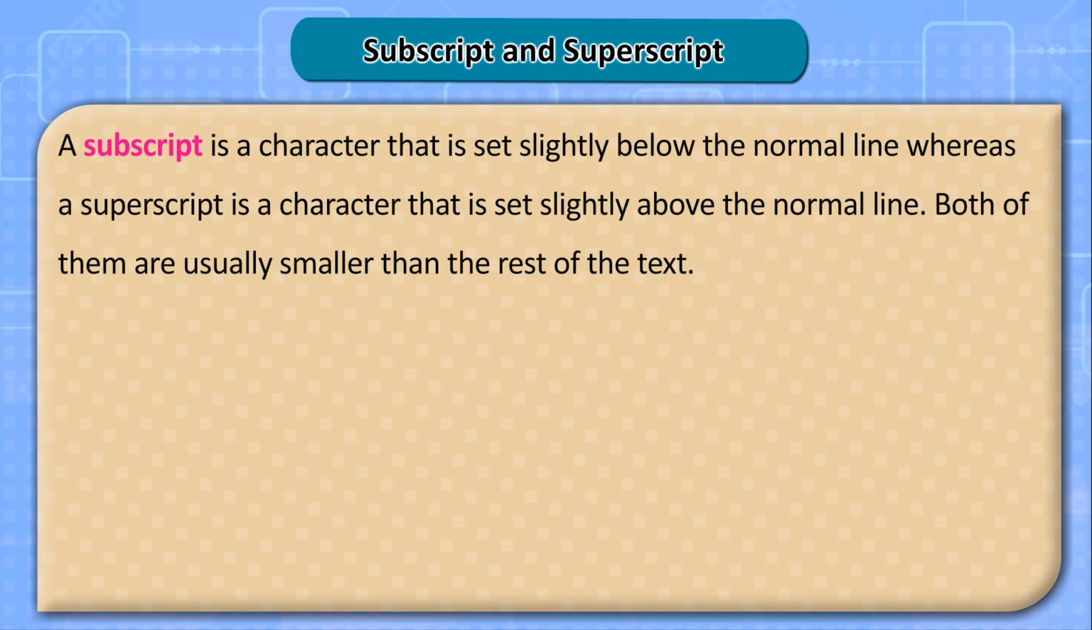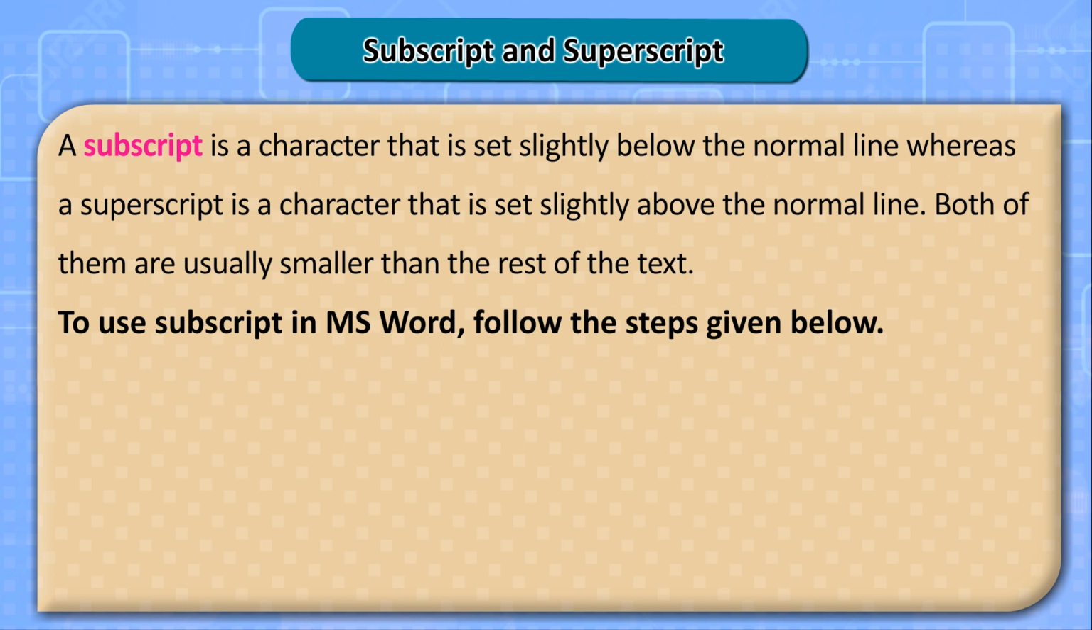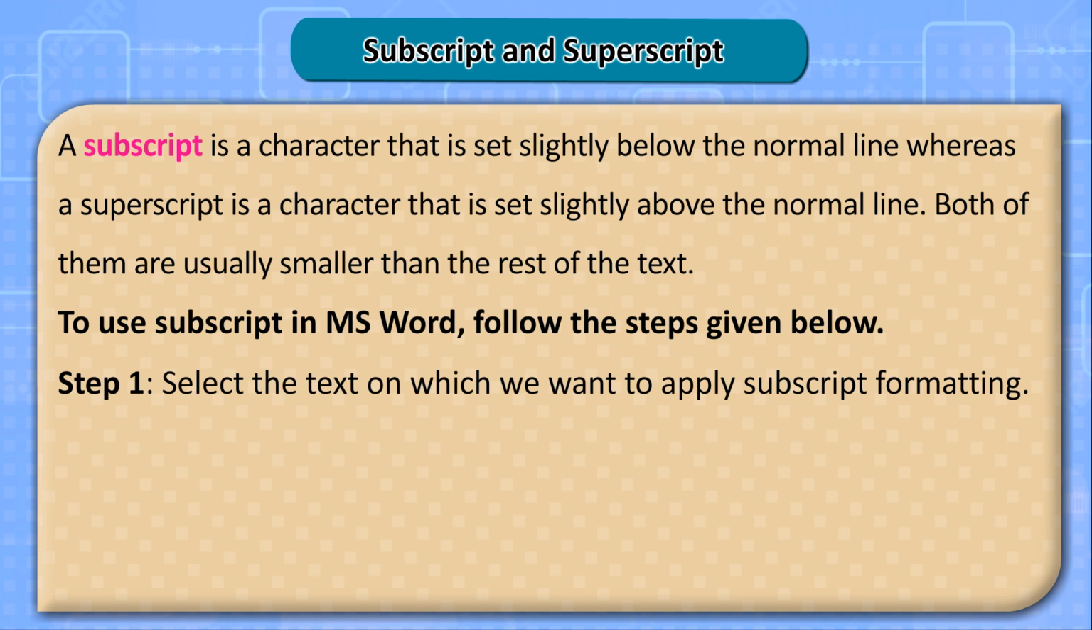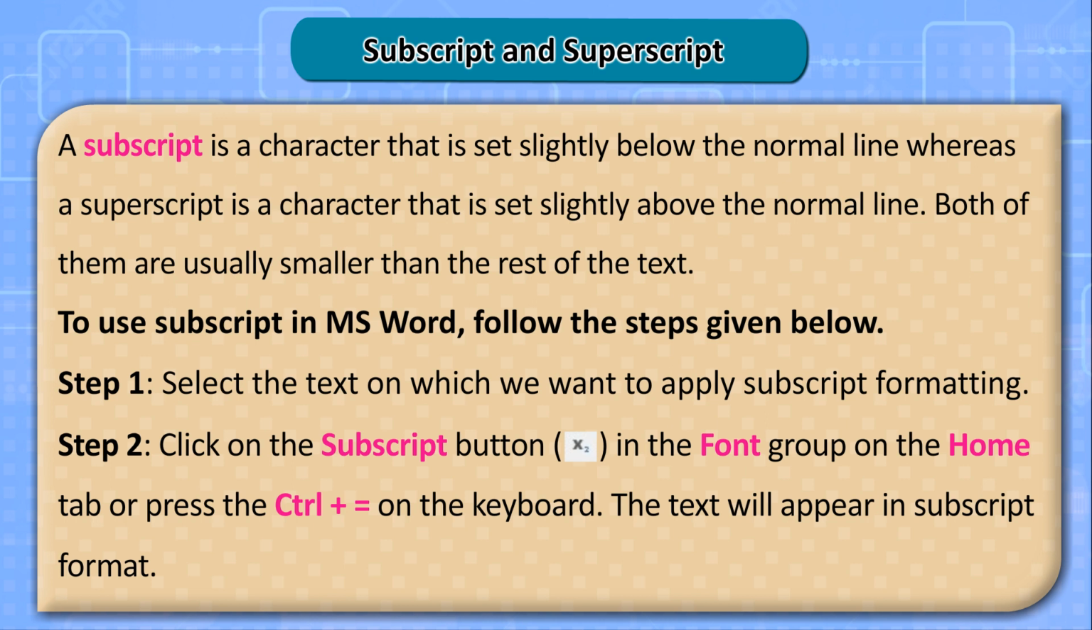Subscript and superscript. A subscript is a character that is set slightly below the normal line, whereas a superscript is a character that is set slightly above the normal line. Both of them are usually smaller than the rest of the text. To use subscript in MS Word, follow the steps given below. Step 1. Select the text on which we want to apply subscript formatting. Step 2. Click on the Subscript button in the Font group on the Home tab or press Ctrl+= on the keyboard. The text will appear in subscript format.